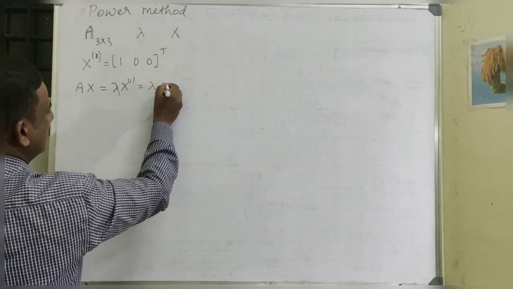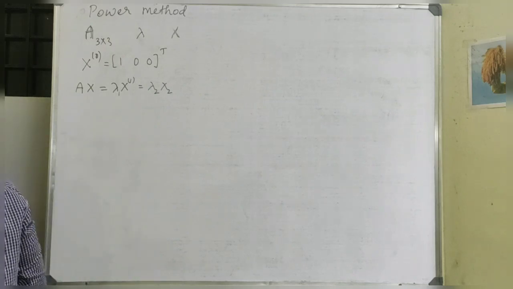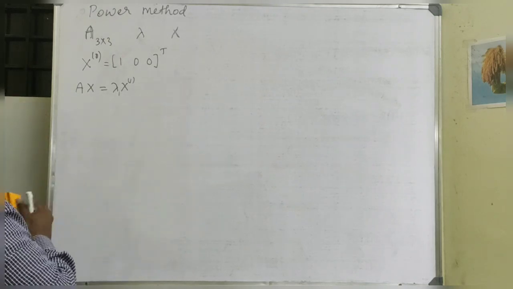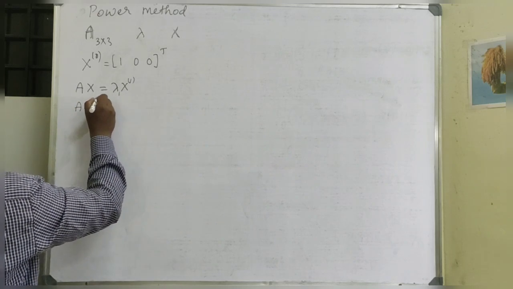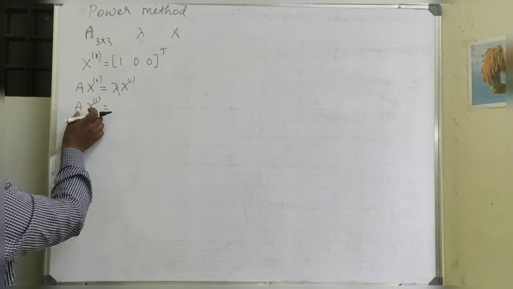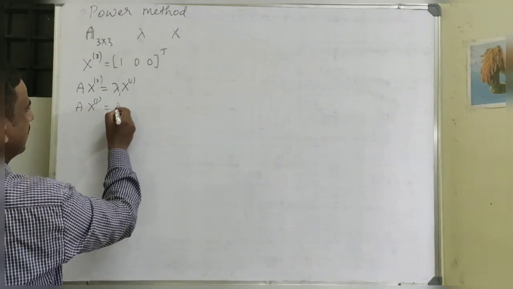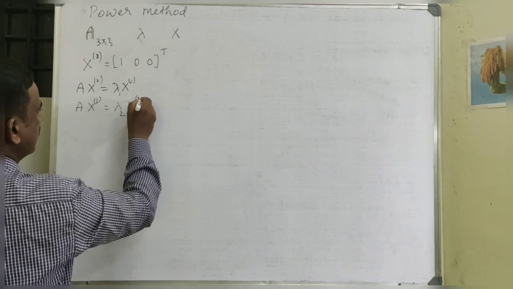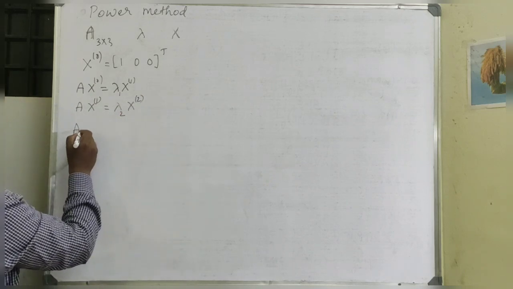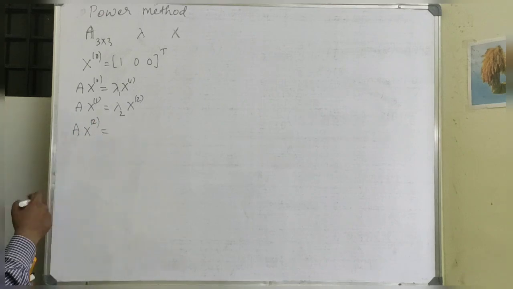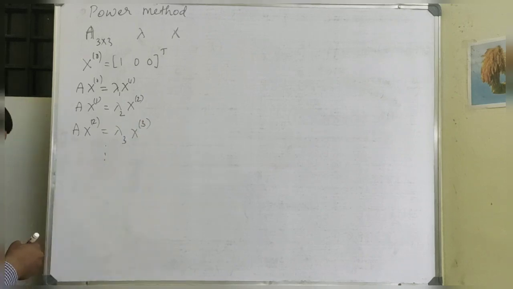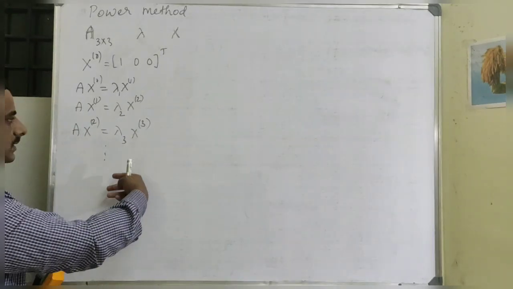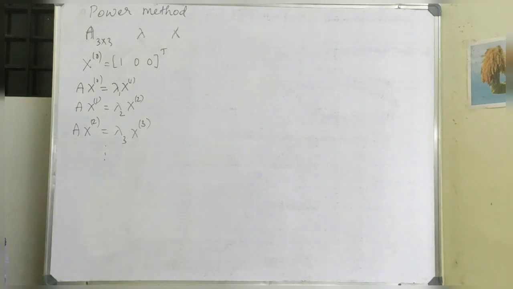then it will be lambda 2 into x2, then multiply this eigenvector with A, and the resultant matrix should be written in the form lambda 2 into x2, then take the product of A x2, then write their product in the form lambda 3 into x3, and continue this process until you get two successive eigenvalues the same or two successive eigenvectors the same.